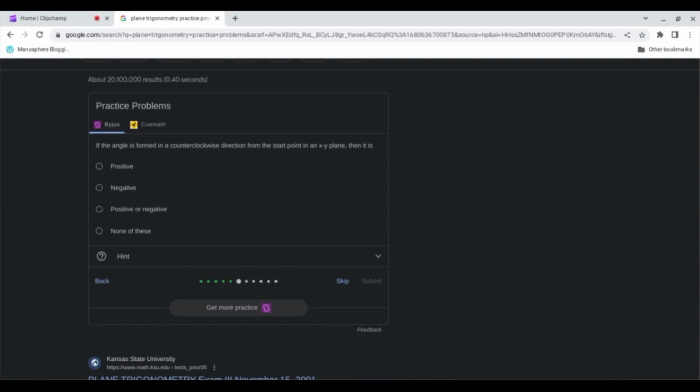Now this is Trigonometry Part 4, and this time the question states: if the angle is formed in a counterclockwise direction from the start point in an xy plane, is it positive, negative, or none of these?